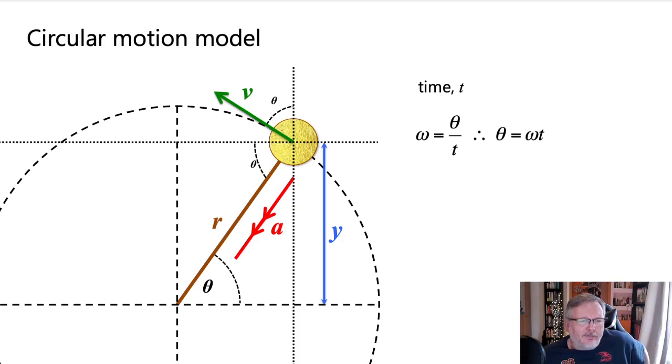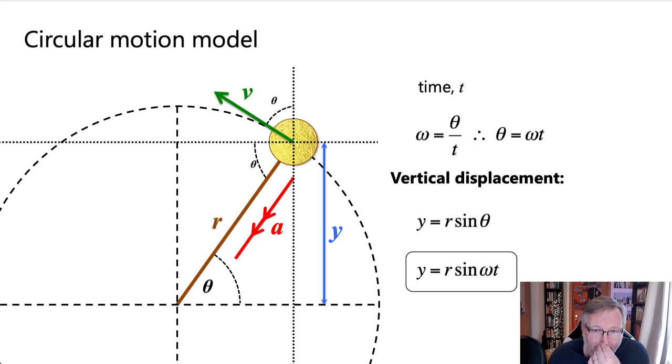So anytime you have theta in an equation like this, you can replace it with omega t, which you can use to calculate the value of theta at a particular moment in time. Now, by simple trigonometry, y equals r sine theta. So you can replace the theta with omega t, and we have y equals r sine omega t. So there you go. That's our first equation right there.